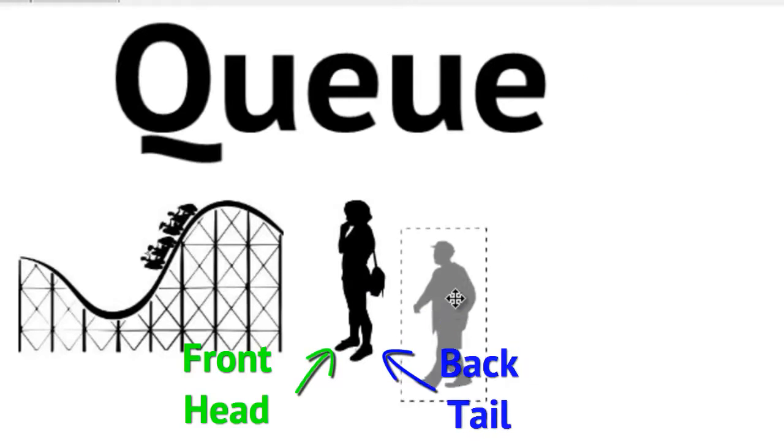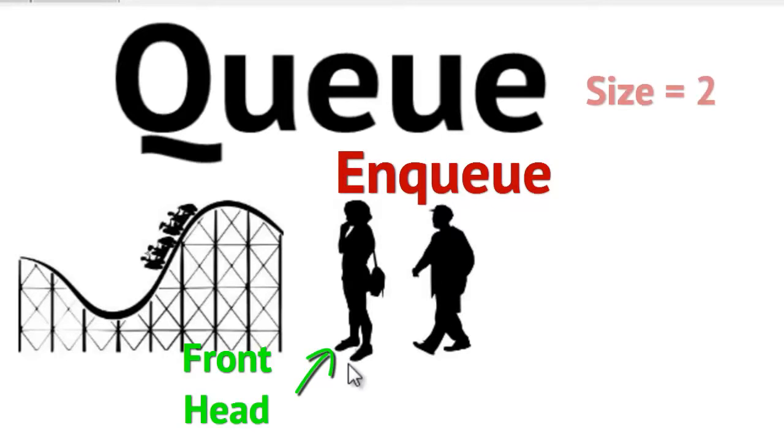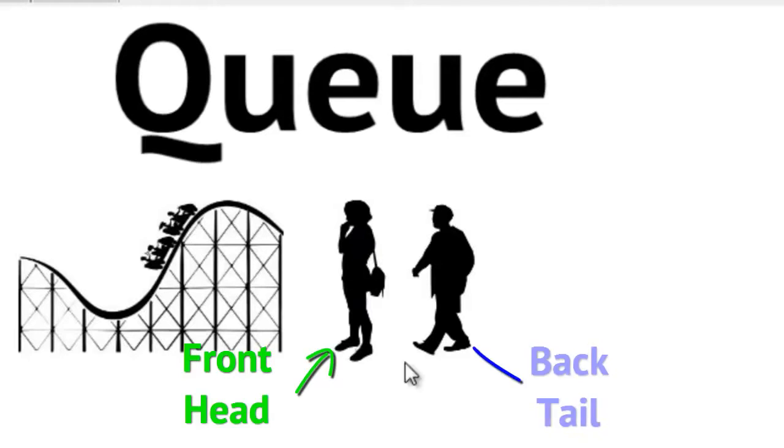Then maybe a gentleman comes along who is interested in riding the roller coaster as well, and we would say that he has now been in-queued. This changes the size of our queue from 1 to 2. We have 2 people that have been in-queued, and this lady is no longer the back of the queue. She's still the front of the queue, and we could also say she's the head of the queue. But this gentleman is now the tail of the queue or the back of the queue.